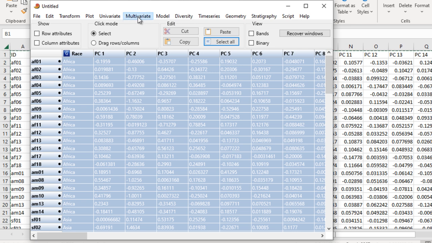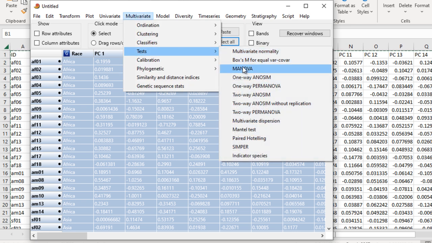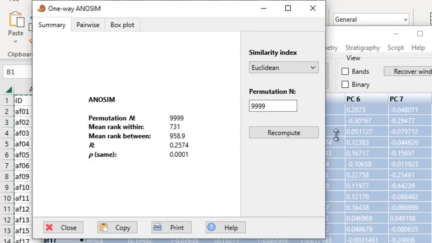I go to multivariate, test, one-way ANOSIM. I'm doing one-way ANOSIM because I have only one group of categorical data. If I have multiple, maybe two columns of group data, maybe gender, I can do two-way ANOSIM. So now I click on one-way ANOSIM here, and you see the results.